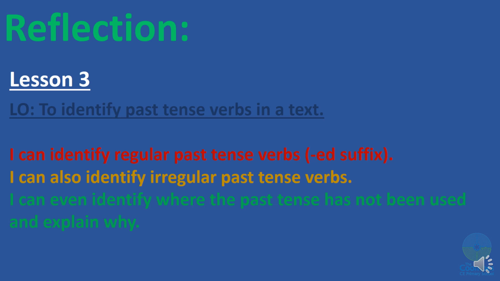See how successful you have been in today's lesson. Today you are identifying the past tense verbs in a text. So have a think in your head. Could you identify the regular past tense verbs? Remember, they were the ones that end in the ed suffix. Could you also identify some of the irregular past tense verbs, the ones that didn't follow the spelling patterns? And could you even identify where the past tense had not been used in the speech and explain why?